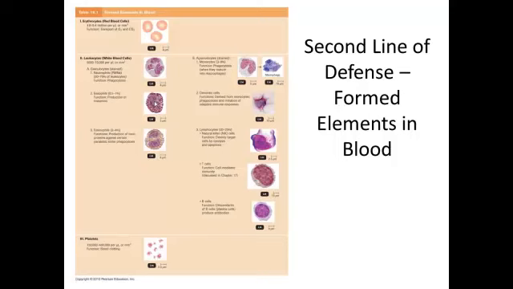Another name for basophils is mast cells, and we're going to talk more about basophils/mast cells when we talk about the chapter on inappropriate immune responses, i.e. allergies. But what histamine does is it stimulates inflammation. It's a cytokine. It recruits other immune cells, neutrophils, monocytes, etc.